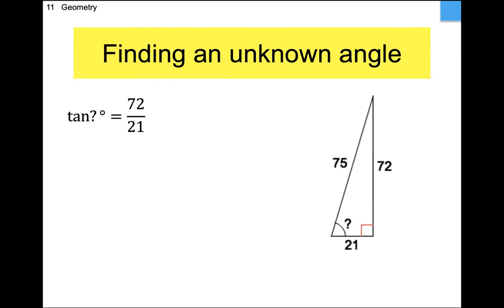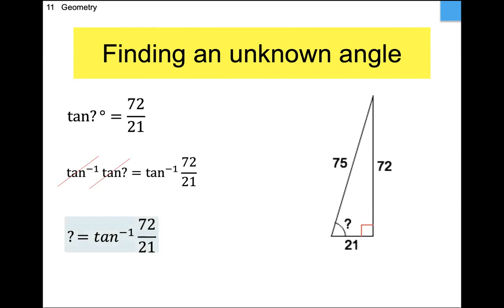But for today, tangent only deals with opposite and adjacent. So how do you get the question mark? You take the inverse tangent of both sides. Inverse tangent cancels with tangent, and you're left with question mark is equal to inverse tangent of 72 over 21. And if you've been paying attention, maybe you notice that we could probably save ourselves algebraically all those steps by jumping to inverse tangent of opposite over the adjacent. And that's what most students do once they understand this pattern.